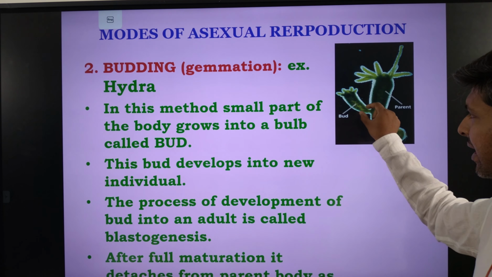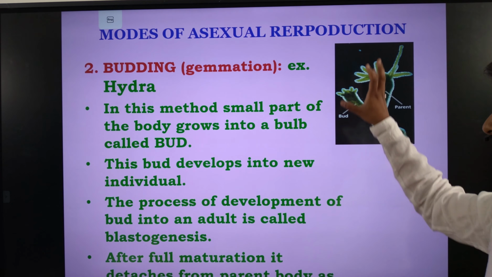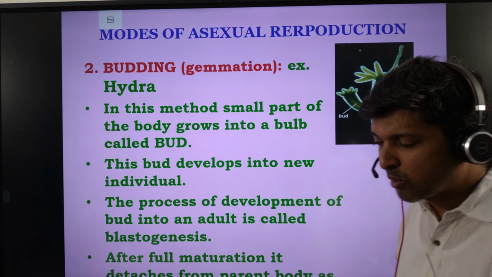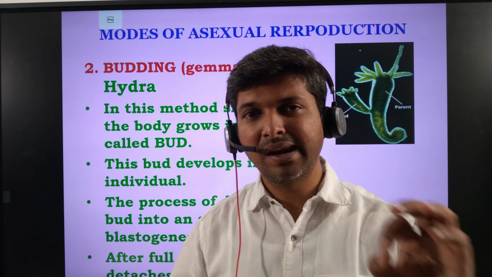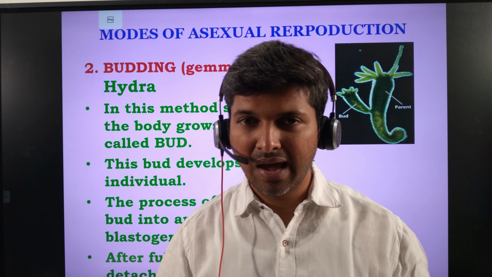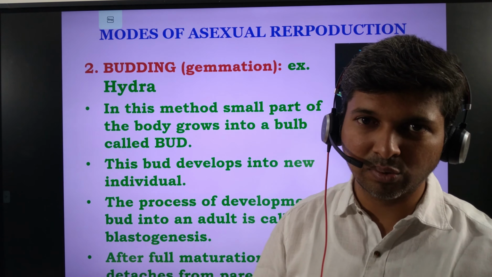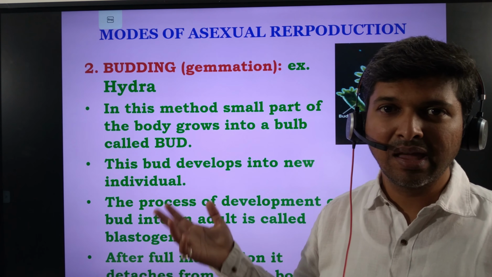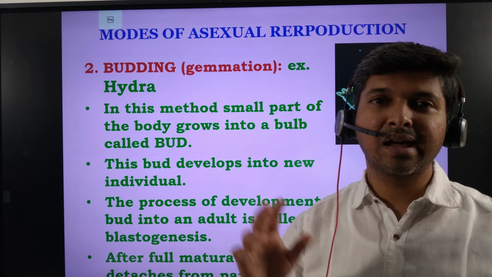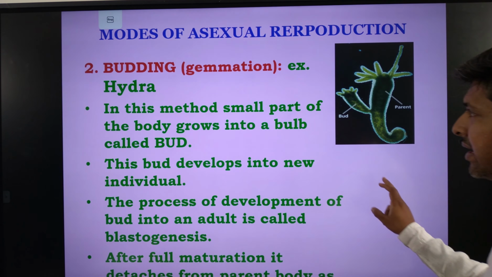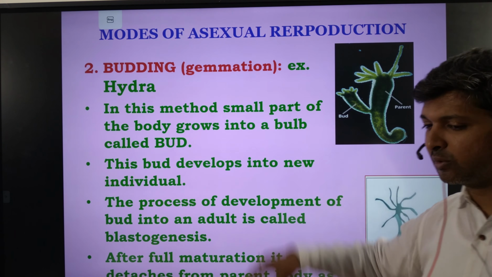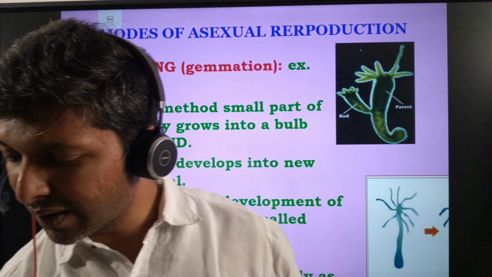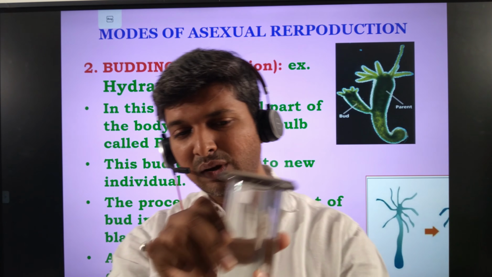And here there is a bud. This will grow into an entire organism. It will fall over here and start growing as another organism. Don't get confused between Hydra and Hydrilla. Hydra is an aquatic animal and Hydrilla is an aquatic plant. In photosynthesis in biology you have Hydrilla, an aquatic plant, and Hydra is an aquatic animal. Through budding it is able to perform reproduction.